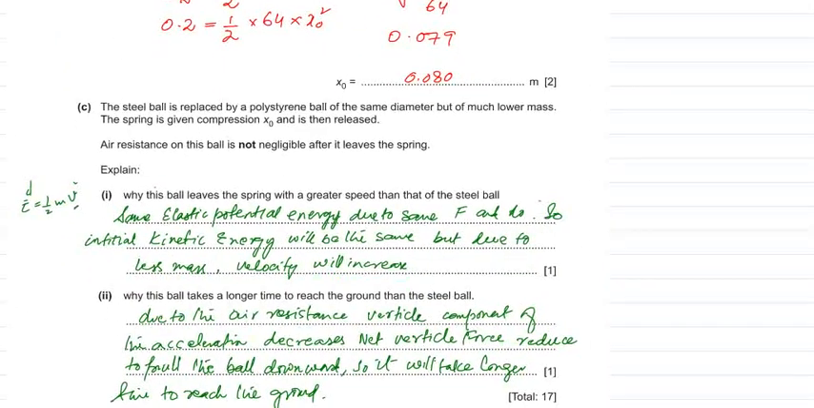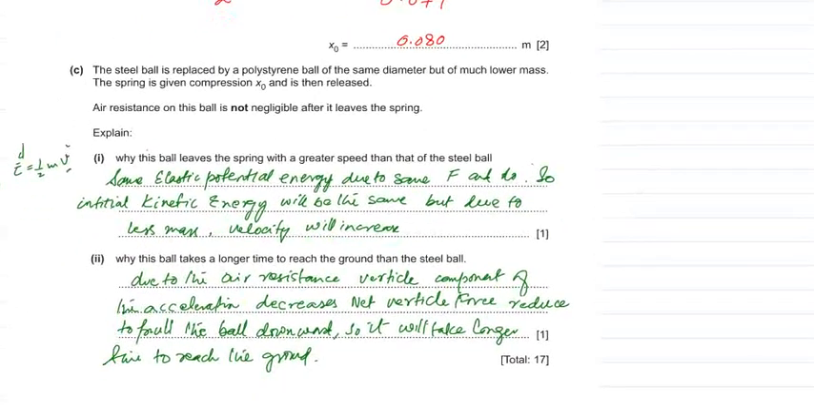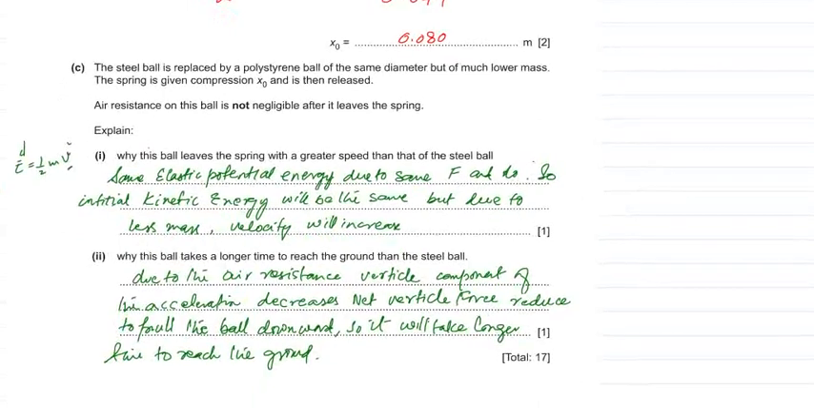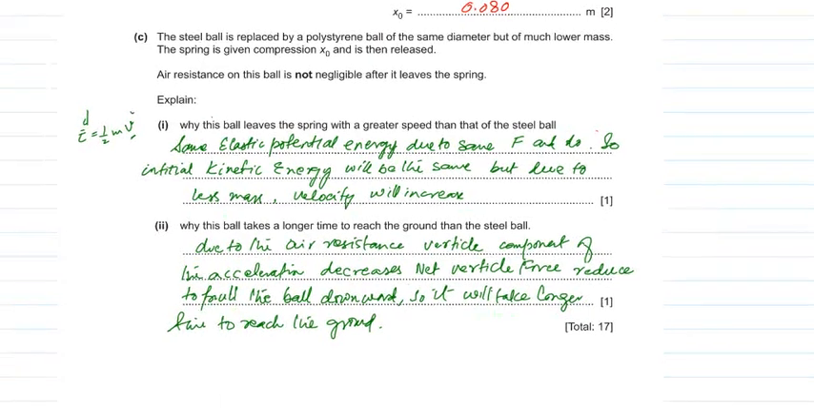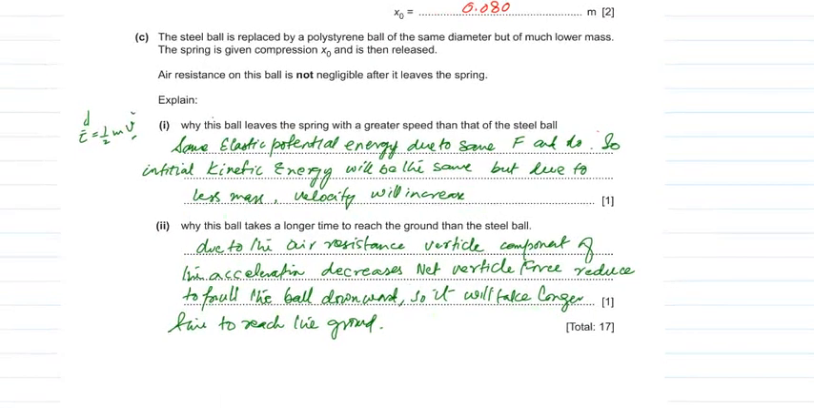The steel ball is replaced by a polystyrene ball of the same diameter but much lower mass. The spring is given compression x naught and is then released. Air resistance on the ball is not negligible after it leaves the spring, right? So there are two things we need to consider. The mass is changed, and we need to consider the air resistance, right?